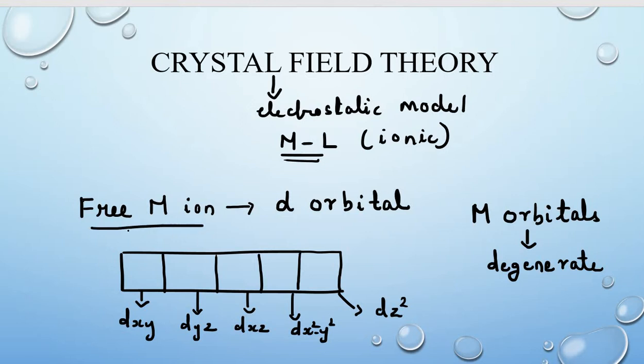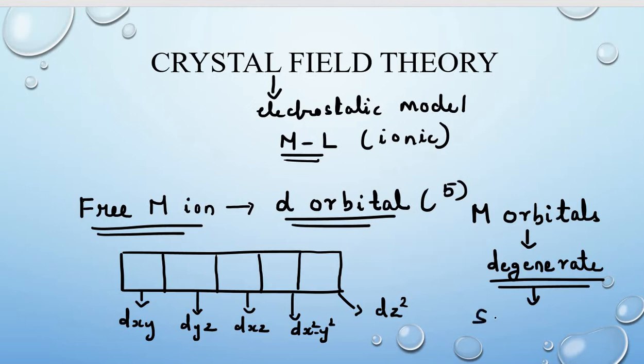Now when we take the case of a free metal ion, we know that there are 5 degenerate d orbitals. What are the 5 degenerate d orbitals? dxy, dyz, dxz, dx square y square and dz square. In this case, the d orbitals are degenerate. Now, what do you mean by degeneracy? All the 5 orbitals will be having the same energy. So, we can say that in a free transition metal ion, all orbitals will have equal energy.